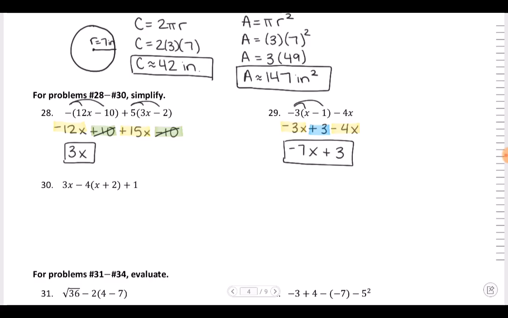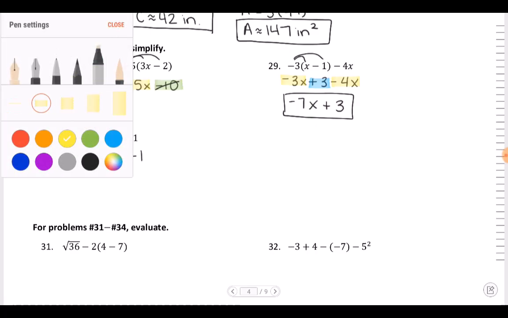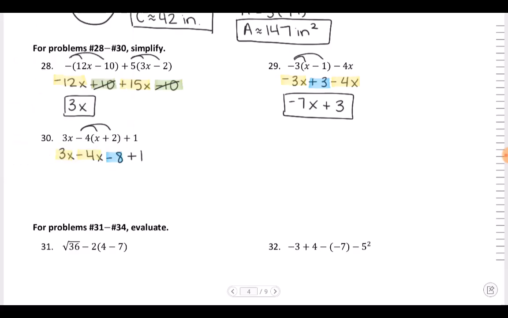Okay, number 30. I'm going to bring down my 3x here, and I need to distribute my negative 4. So negative 4x, negative 8, and then plus 1. So it looks like I have some like terms here, 3x and negative 4x. And then I've got some like terms here, negative 8 and positive 1. So when I combine, I get negative 1x. 3 minus 4 is negative 1. Negative 8 plus 1 is negative 7. So my final answer would just be negative x minus 7. Okay, there we go.